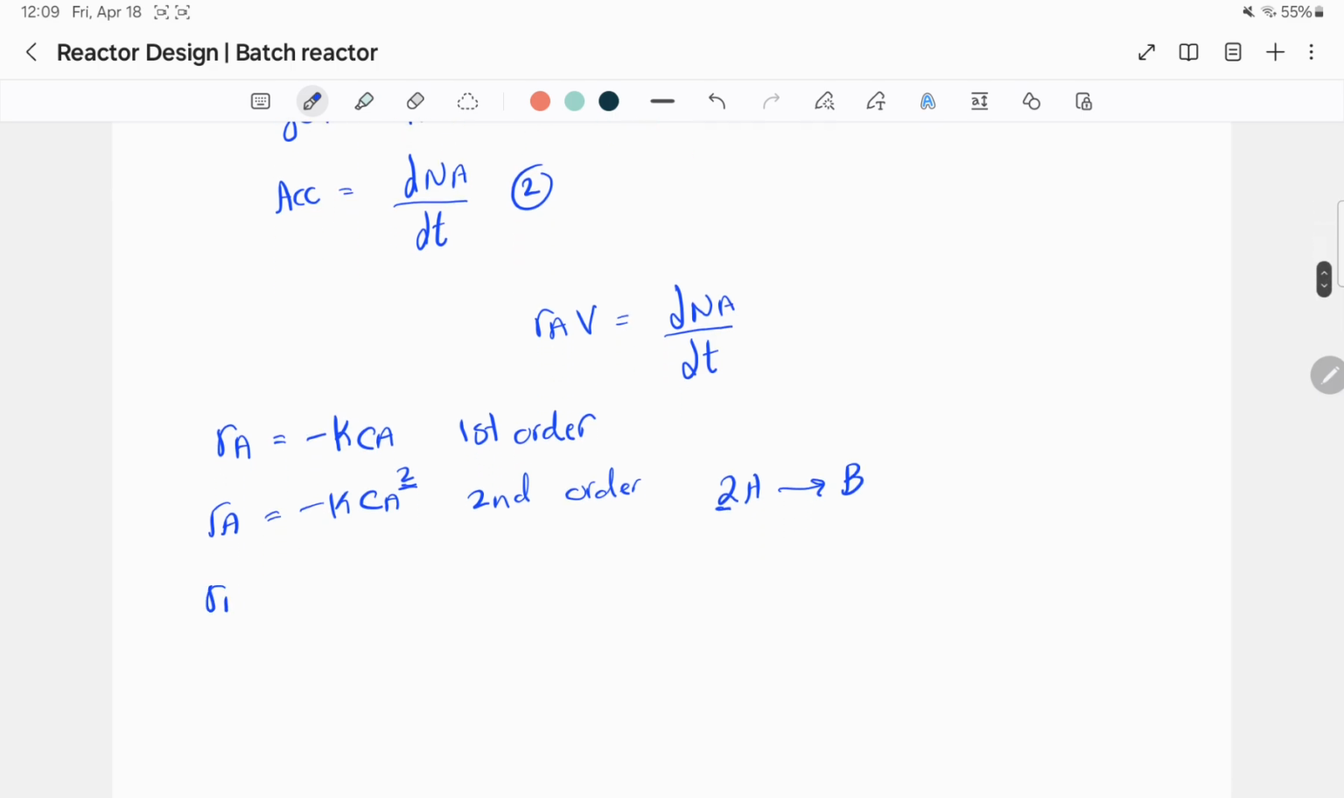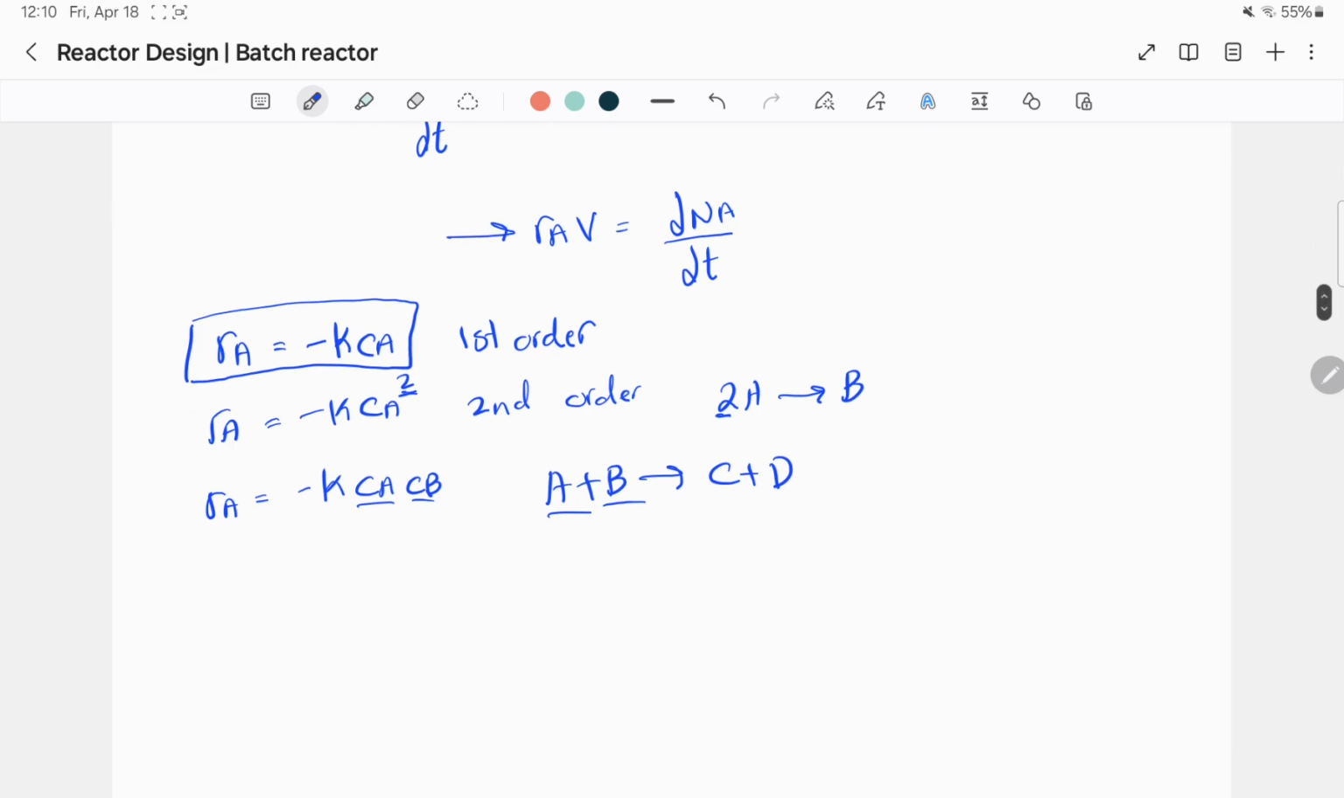It could also be a mix of reactants. So it could be like negative K CA CB, and that is also because of the chemical reaction. That's because you had a chemical reaction like this: A plus B gives you C plus D. These two here are based on your reactants there. For the simplicity of this video, we will use this reaction rate.